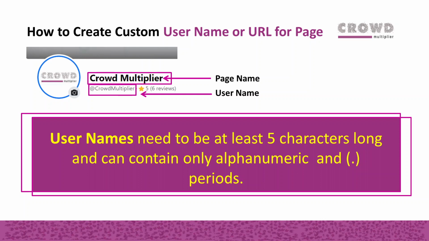Now we need to understand a few other things about the page name and username. Number one, usernames need to be at least 5 characters long and can contain only alphanumeric characters and periods. So if you are thinking of writing something like @crowd multiplier or percentage multiplier, that will not be possible. You need to use only alphabets, numerals and periods.